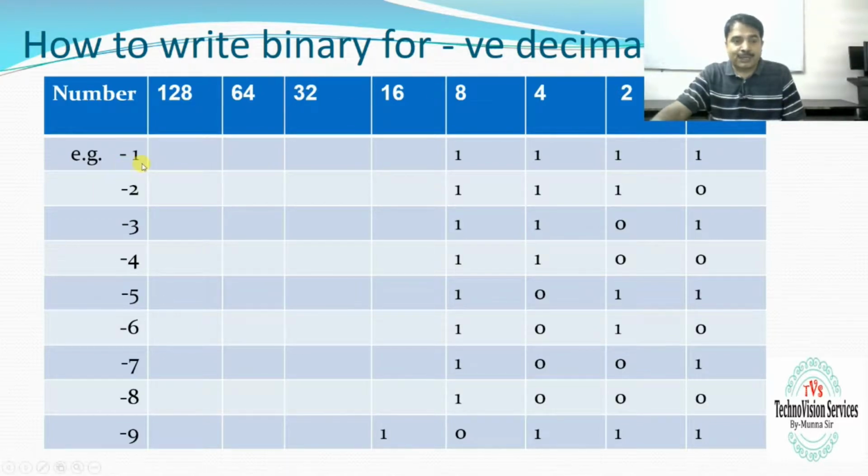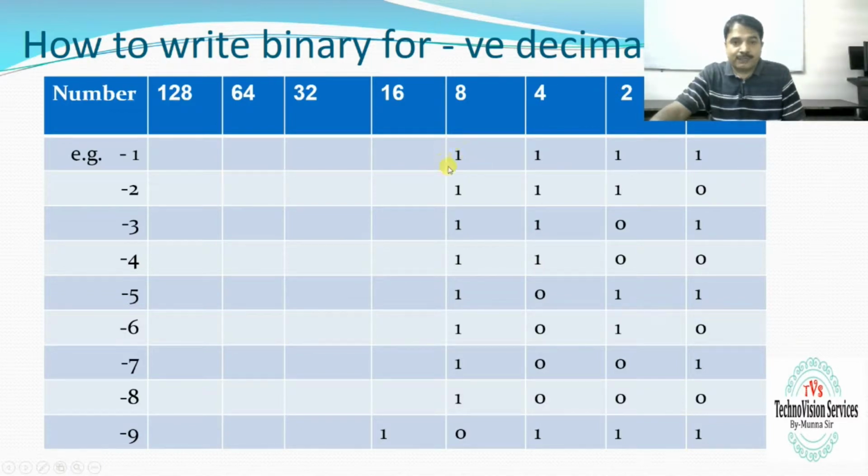Suppose we are trying to write -1 in bitwise binary, then 1, 1, 1 will be equal to -1. Similarly for -2, 1, 1, 1, 0. How can we check whether it is correct or not? In writing the binary value, the leftmost bit is considered the MSB, most significant bit, and the rightmost bit is called the LSB, least significant bit.